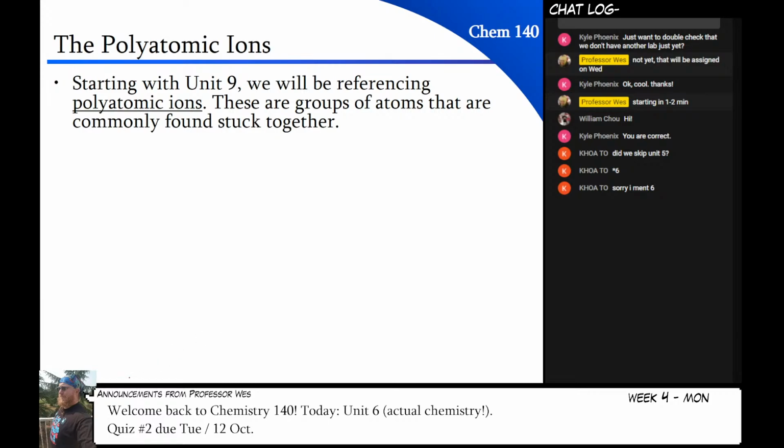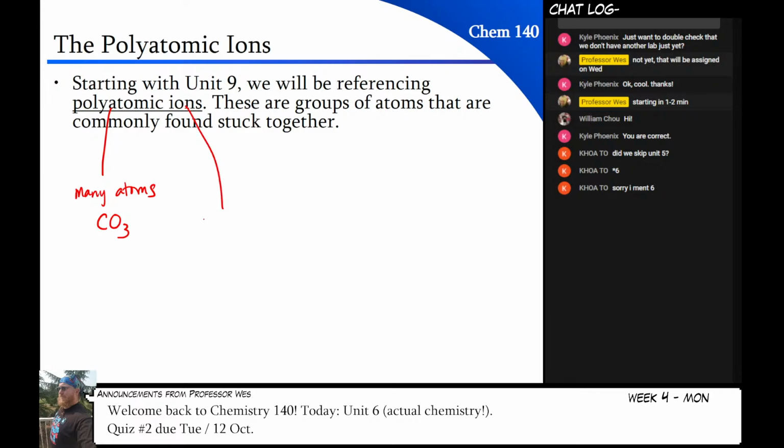So a polyatomic ion is a cluster of atoms that is stuck together. We're going to talk about all of these terms in just a second. But polyatomic means many atoms. So, for example, something like this could be many atoms stuck together. So, carbon and 3 oxygen.